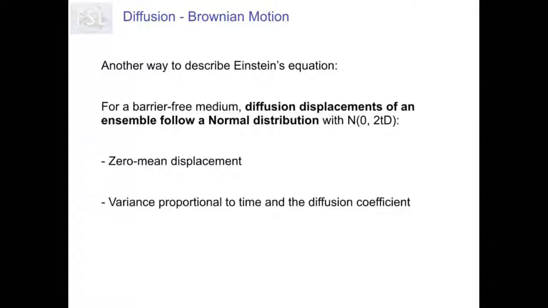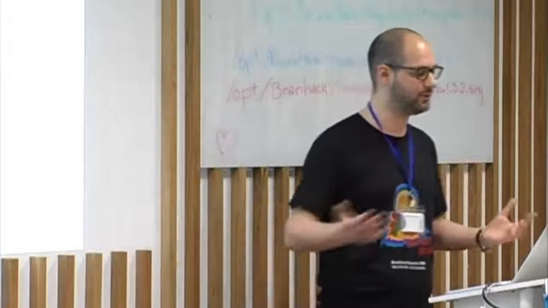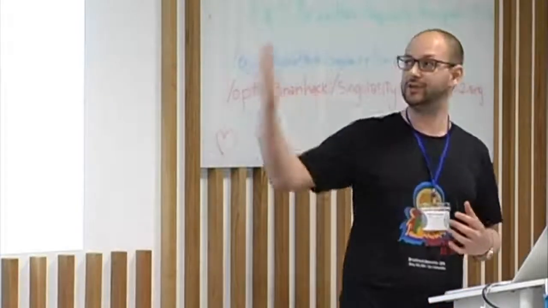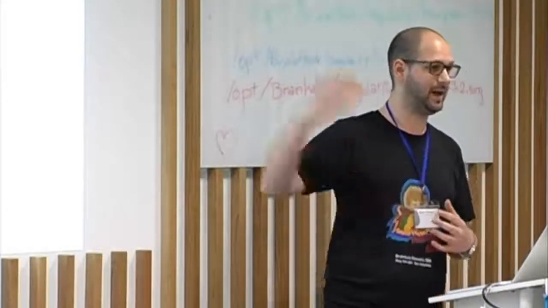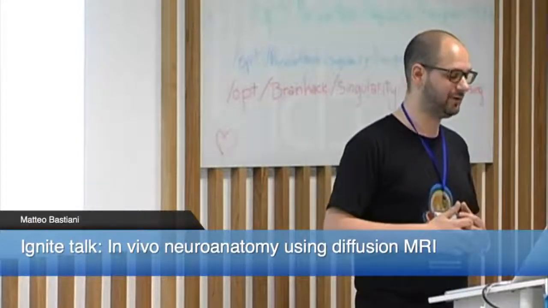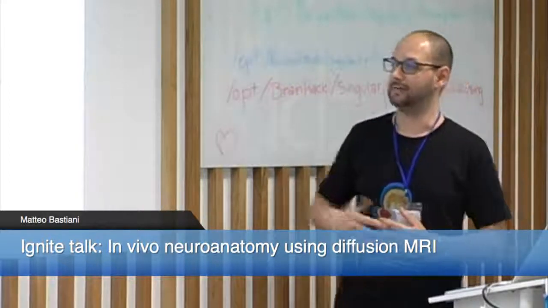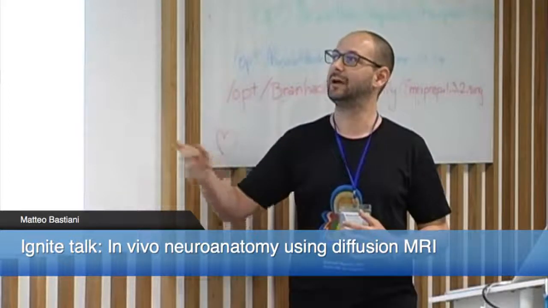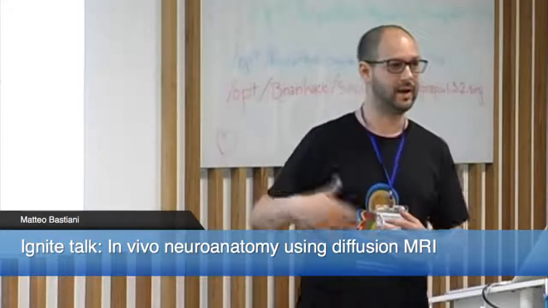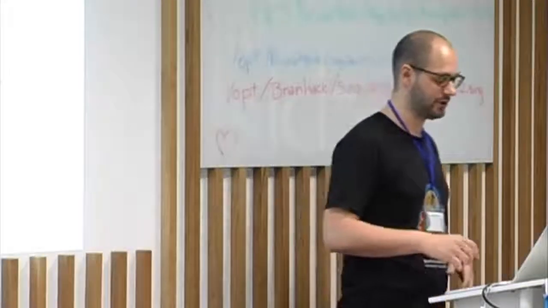Exactly like I said, another way to describe the same equation is that the displacement of an ensemble of diffusing water molecules can be modeled using a normal distribution with zero mean and a standard deviation equal to the square root of 2 times time times the diffusion coefficient. Zero mean displacement, so that's the mean of 0. And again, you have a double dependence: one on time, so how long you're willing to wait to observe the diffusion, and the diffusion coefficient itself.